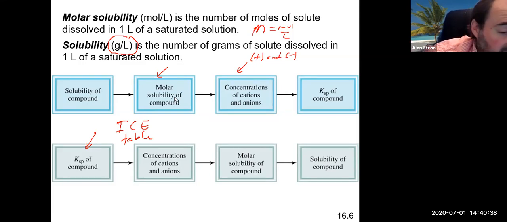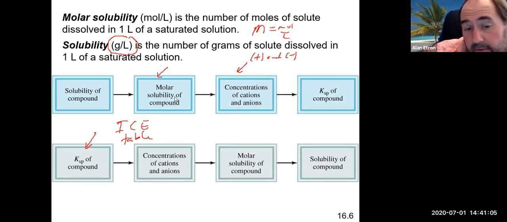The ICE table is done just like all the other ICE tables that we've done. There are a few slightly different things here because it's solubility, and we'll talk about that in just a second. But basically, you'll be able to find the solubility of the compound, and you can find the molar solubility, and then obviously the grams per liter if you wanted to. So these are the two common types of problems that you come across with Ksp.